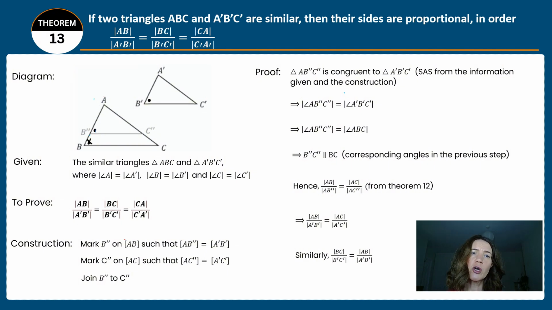But you could draw a parallel line in the other direction and say that BC over B prime C prime is equal to AB over A prime B prime. And so put all those three together and you're back again to the thing you're asked to prove. The length of AB over A prime B prime is equal to the length of BC over B prime C prime is equal to the length of CA over C prime A prime.